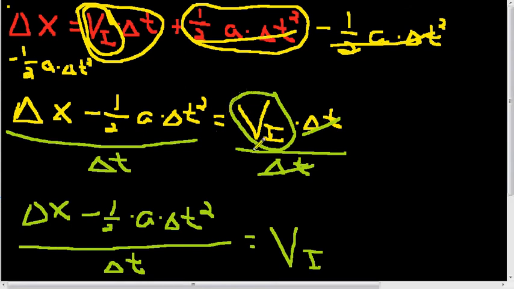If you divide this side by t, the vi delta t over delta t, this cancels. But since you divided this entire side by delta t, you also have to divide this entire side by delta t. Not just the delta x, not just the 1/2 a delta t squared, but the whole side. This is sufficient. This is mathematically correct.